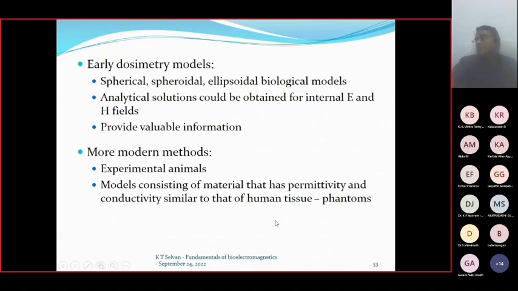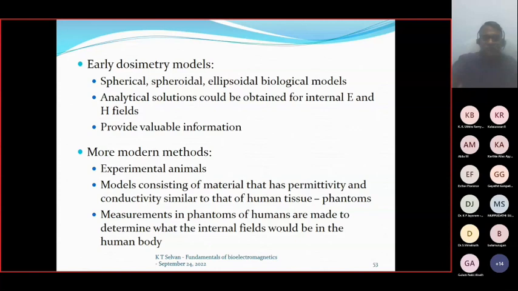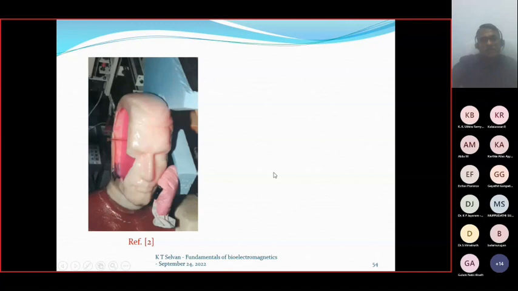That is the idea. So if I'm able to produce a material that resembles largely the actual biological system in terms of electrical properties, then I can use this model to study the impact of electromagnetic radiation. These are called phantoms. And so this is what we use for our studies. So this is a phantom model. So I think you can just read this.